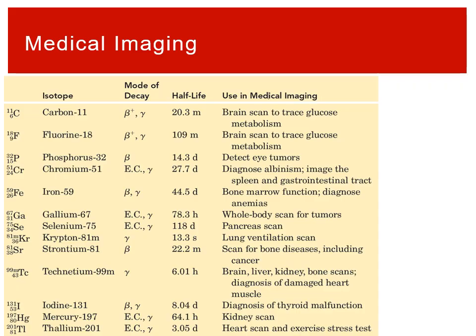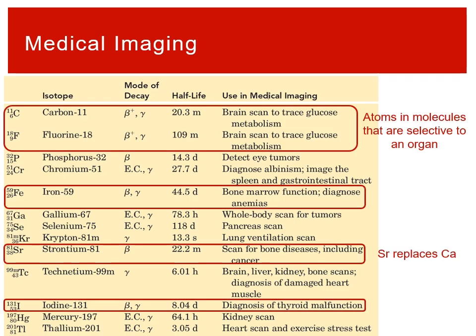There's hundreds of possibilities if you just want to find an unstable nucleus, but they're not all necessarily suitable for use in imaging. One of the things you need to be thinking about is, what sort of atom is going to be selective to a given organ that you're trying to trace?